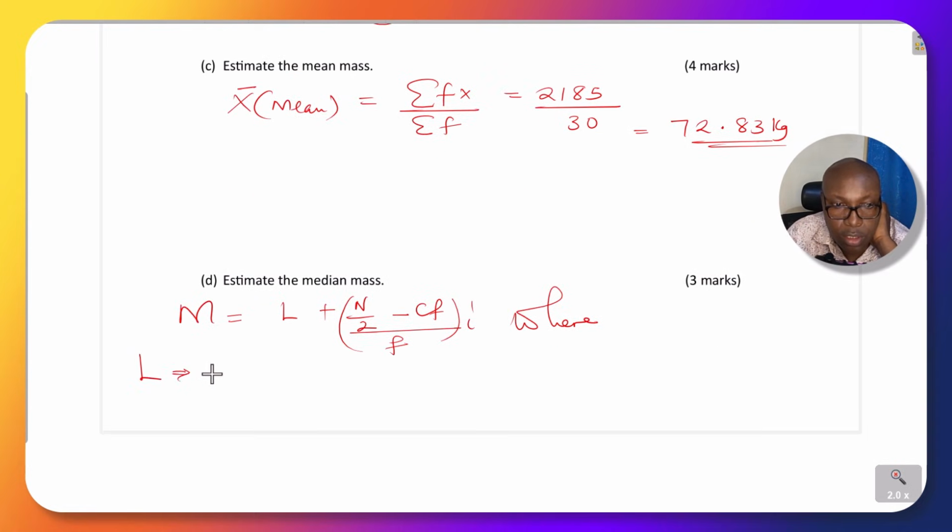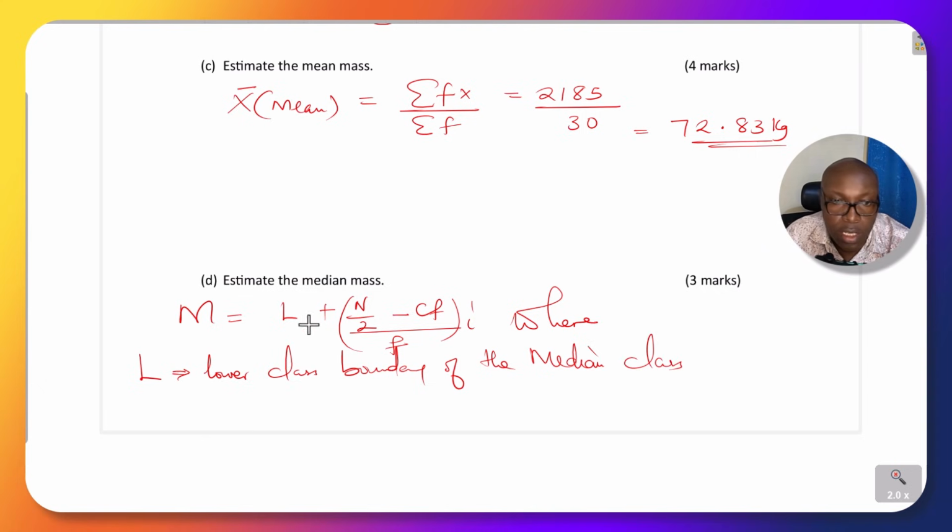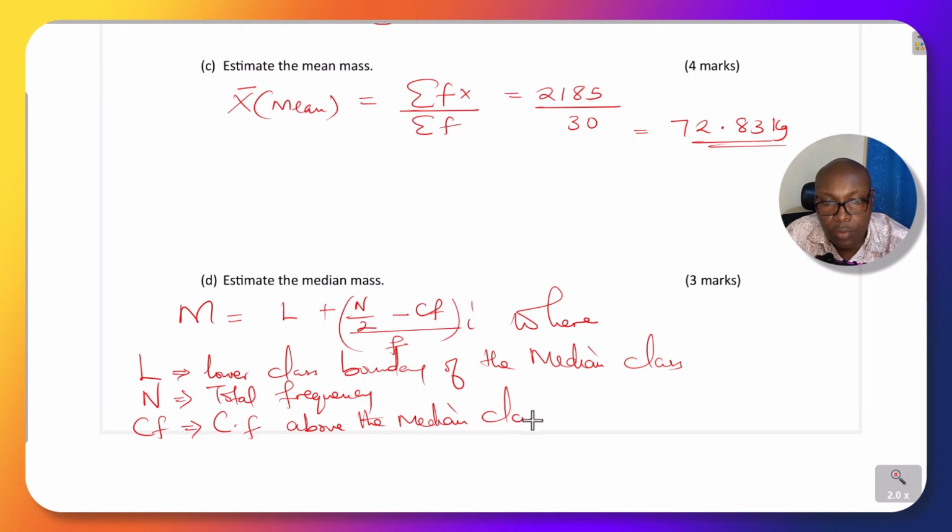L is the lower class boundary of the median class, and N is the total frequency, and CF is the cumulative frequency above the median class, and F is the frequency of the median class, and I is the class size.